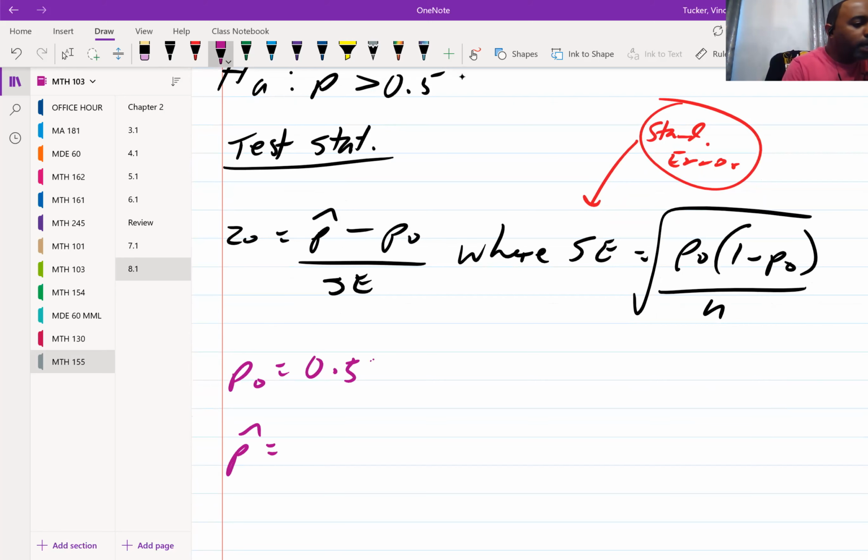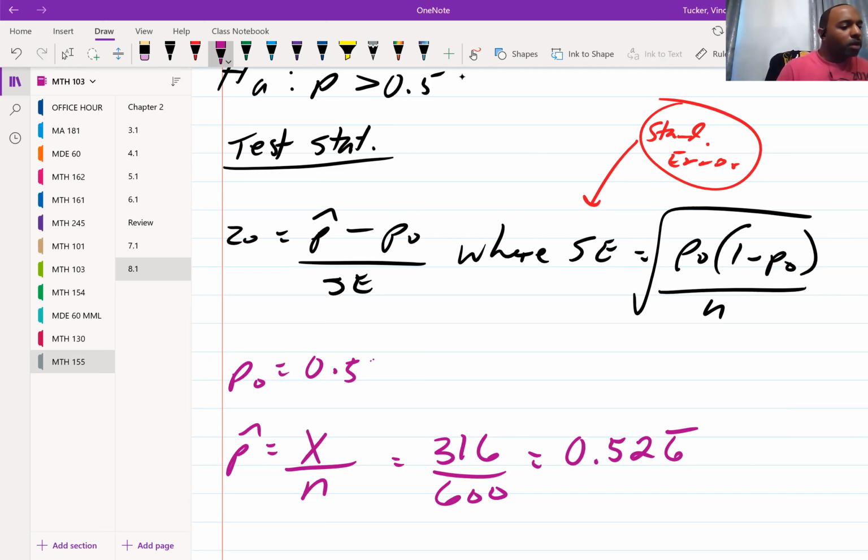It says suppose a poll taken that shows 316 out of 600 randomly selected users of a certain social media, and so on. So it's always X over N, and X is the number of people that have a certain characteristic. So in this case, 316 out of that 600. So that's going to be 0.52 with the 6 repeated.